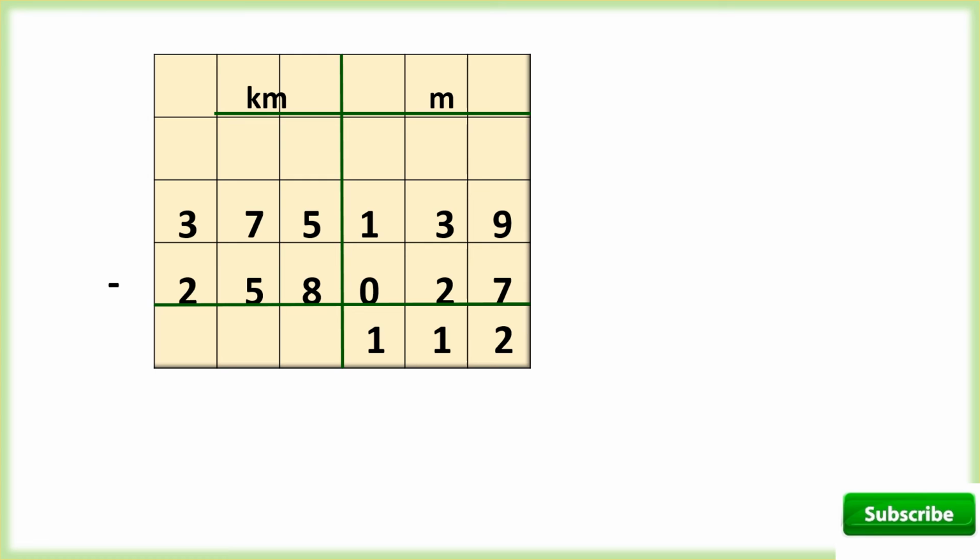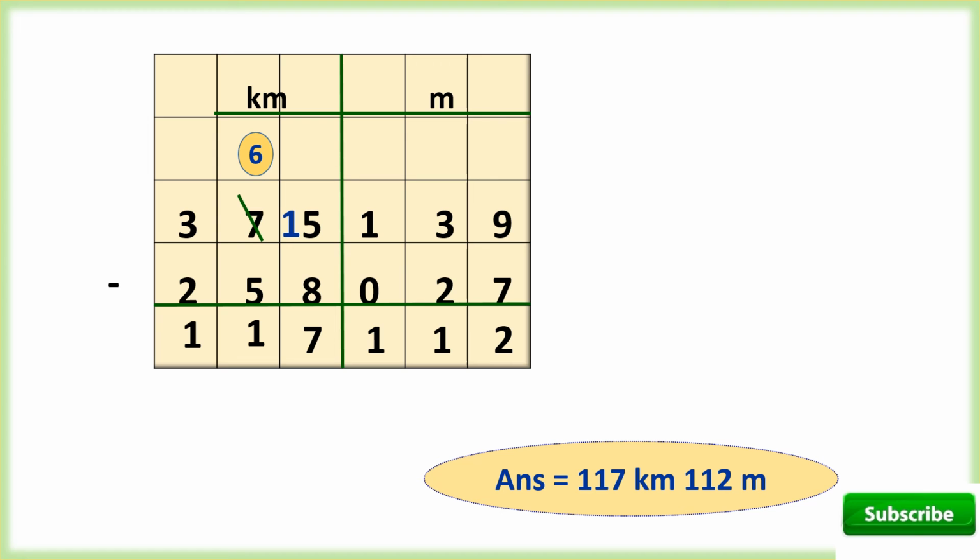Children, we cannot subtract 8 from 5. So what we have to do? We have to borrow from the number 7. We will cancel 7 and we will write 6 over there. Now this 5 became 15. 15 minus 8 is 7. 6 minus 5 is 1. And 3 minus 2 is 1. So the answer is 117 kilometers and 112 meters.